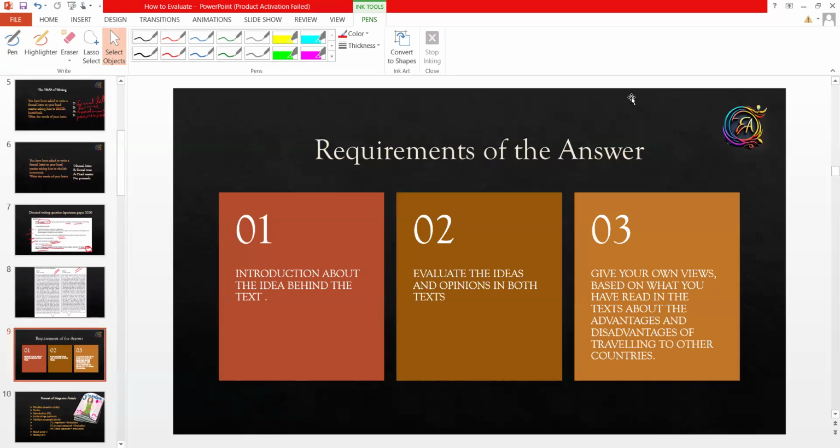Requirement of the answer. What do we actually need to write in our answer? Introduction about the idea behind the text. You are not going to use the same words. You have to read it thoroughly again and again until you know what it really meant, and how you are going to evaluate that particular text.